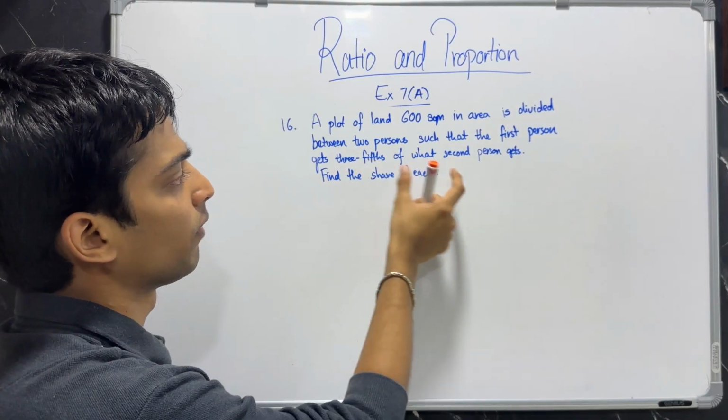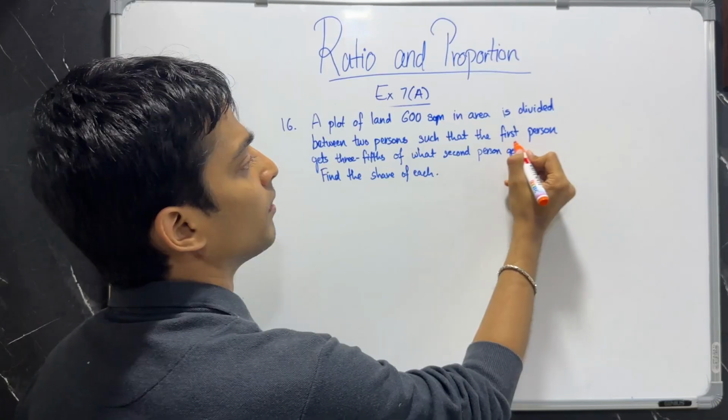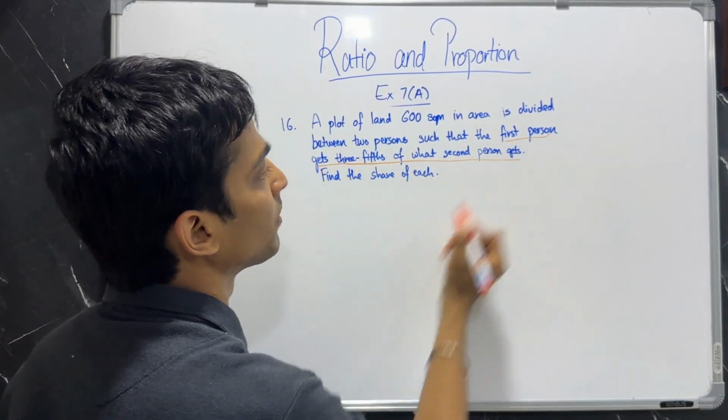16th sum. A plot of land 600 square meter in area is divided between two persons such that first person gets 3/5 of what the second person gets. Find the share of each. This is the key line. First person gets 3/5 of the second person.